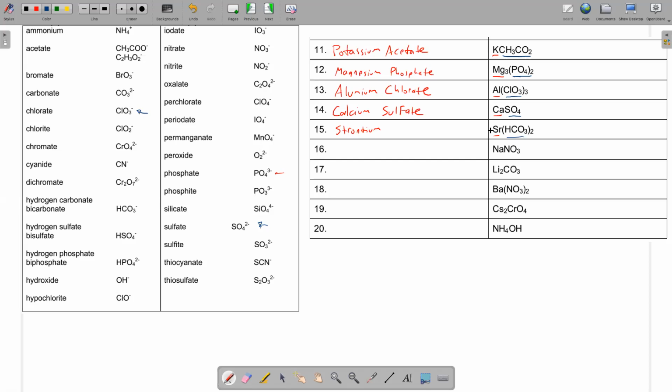So the H is related to hydrogen, and the HCO3 is right here. It's not the whole name that's listed. It's either hydrogen carbonate or bicarbonate. You don't write the whole thing. So there's actually two options. You can call it strontium hydrogen carbonate. But to be honest, that's usually referred to as strontium bicarbonate.